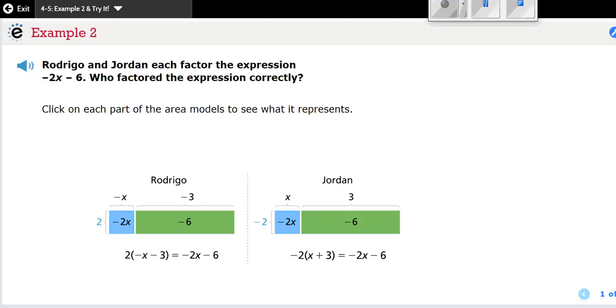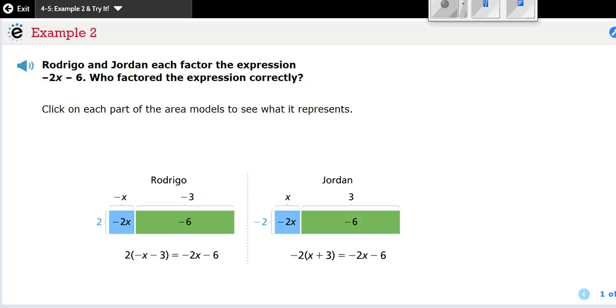Example 2 continues to look at this concept and wants you thinking about this idea in a way that a math student at your level can and needs to be thinking about it. All right, so we look at this idea. It says Rodrigo and Jordan each factored the expression negative 2x minus 6. Who factored the expression correctly?